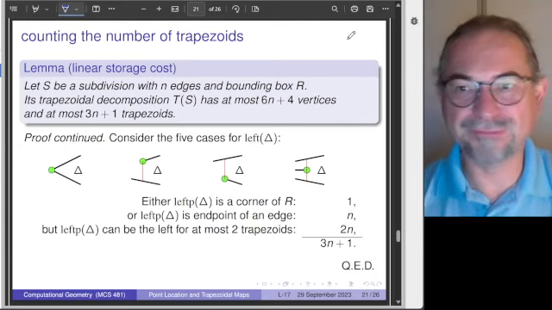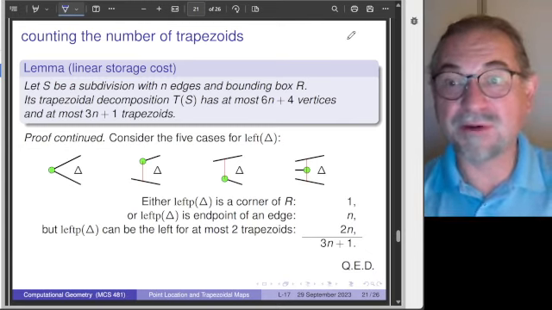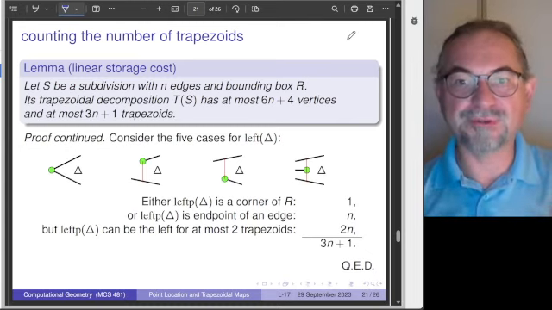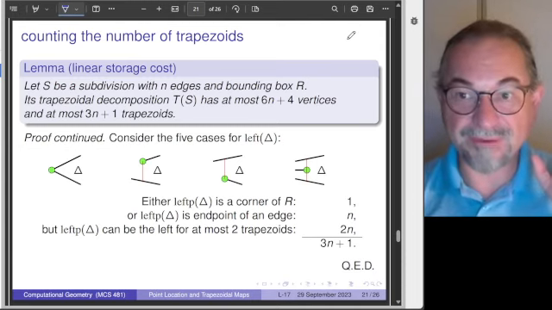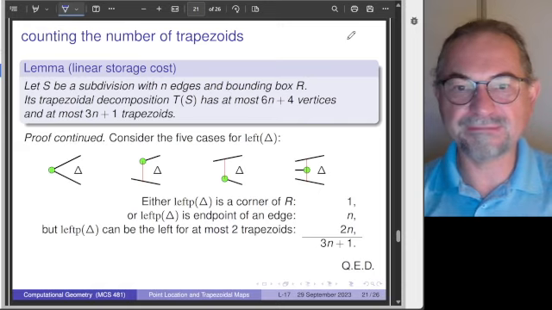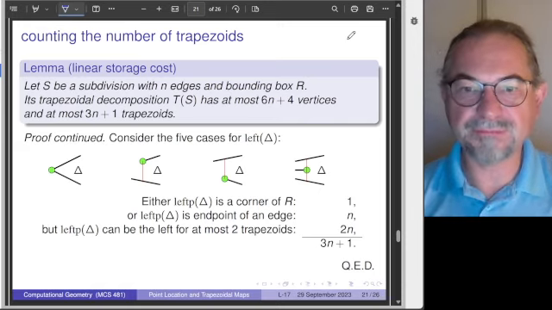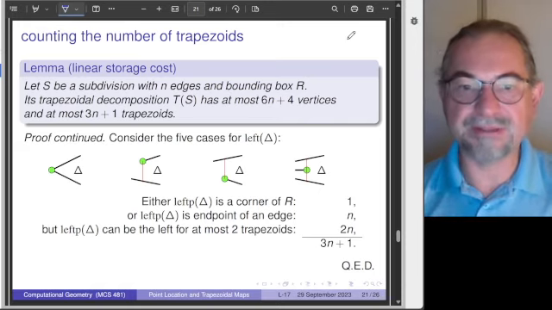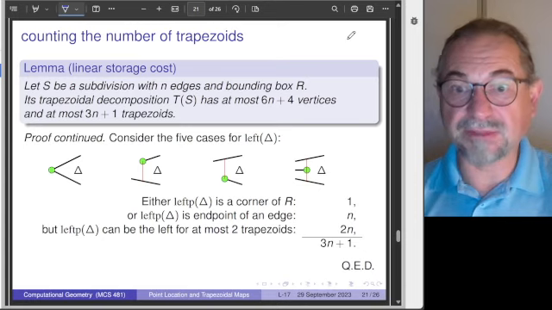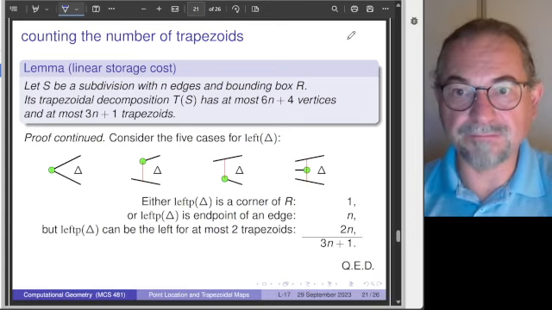Why don't we consider also the right? Well, then we would double count. So we don't double count. It suffices: every face of the trapezoidal map has a left point. So it's either a corner of the rectangular box, or a left point of an edge, or it can be the left of at most two trapezoids. Okay, so that is an upper bound of 3n plus 1.